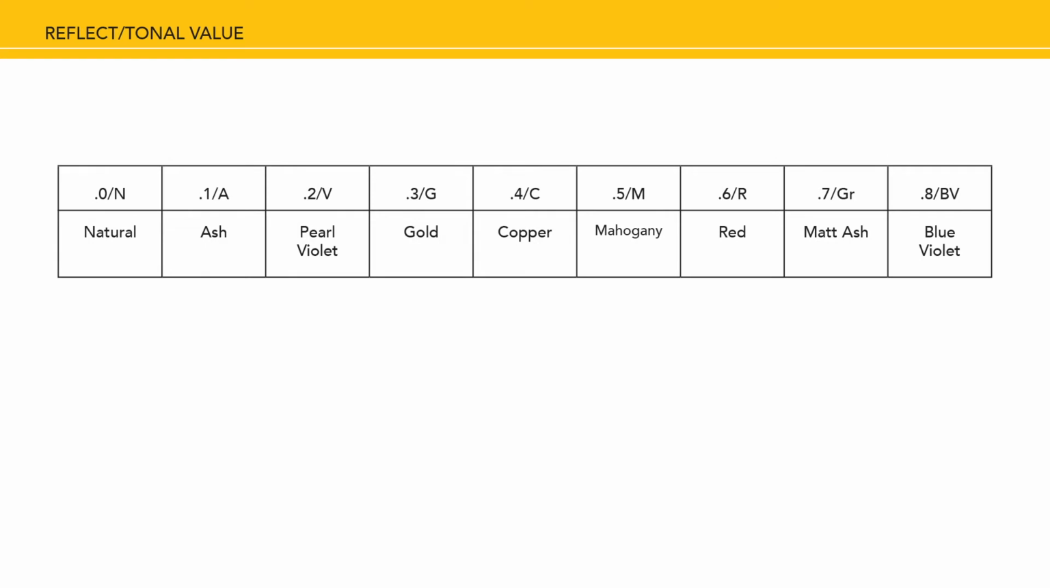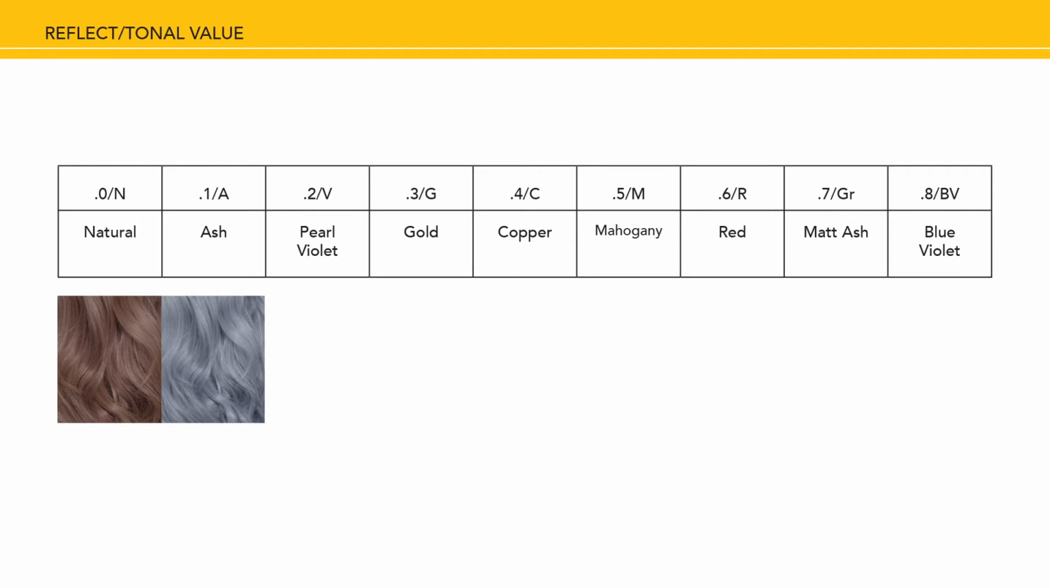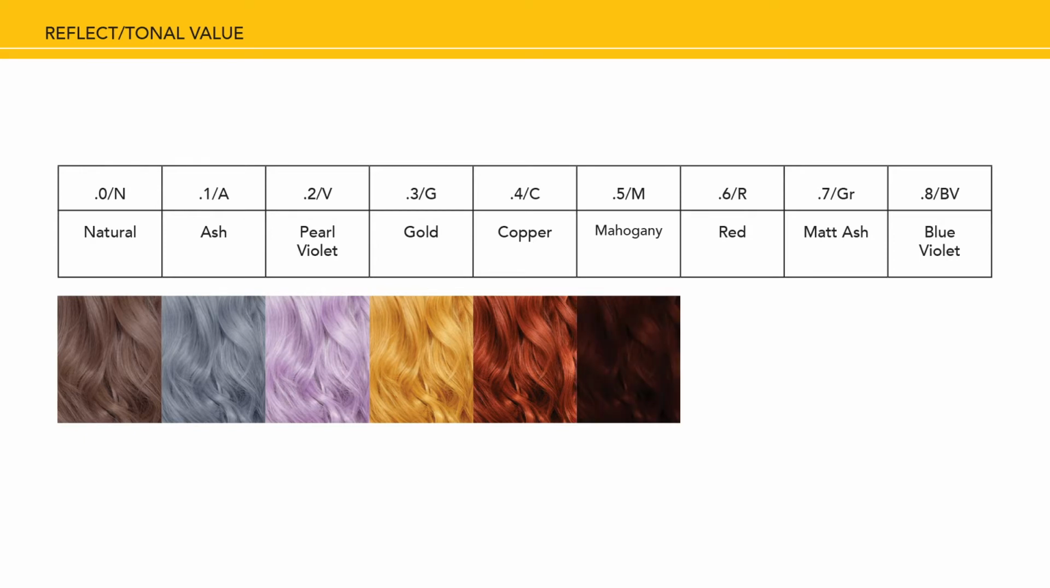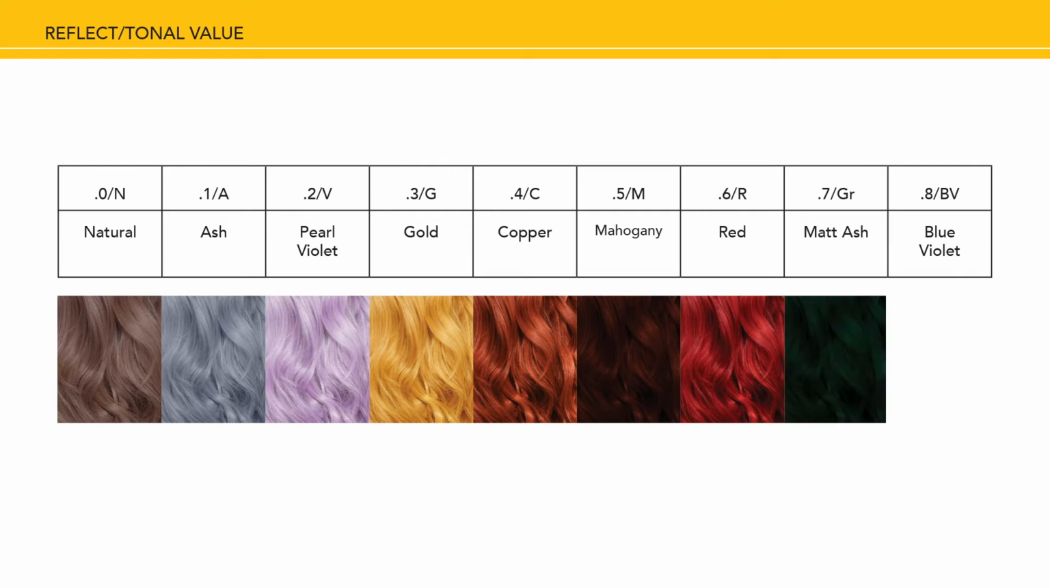Moving across the top of the colour chart from left to right, we have our number after, to the right of the decimal point, and these numbers represent the reflect or the tones of the shade selected. At point 0, we have a natural. Point 1, ash. Point 2, a pearl violet. Point 3, gold. Point 4 represents our copper. Point 5, a mahogany tone. Point 6, red. Point 7, our matte ash, green, and our point 8, a blue violet.